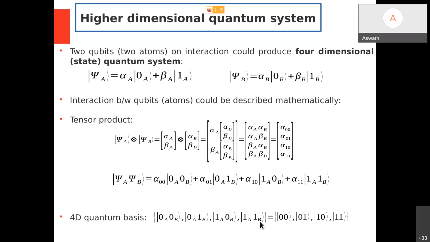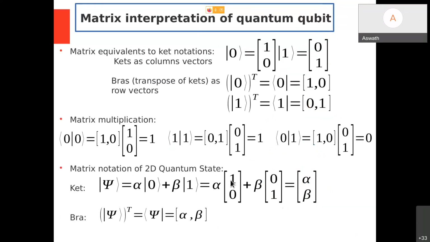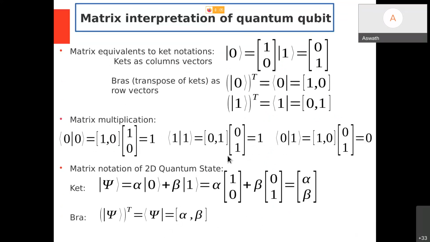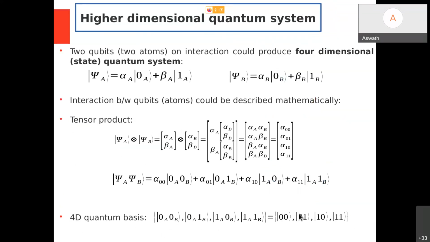There is no need to always write the subscript, so you can keep it in your mind. The first one corresponds to atom A, the second one corresponds to atom B. So in this way, this is the basis. By the way, what is the basis for a two-dimensional quantum system for me? This one. Okay, by combining two atoms, I am creating a four-dimensional quantum system where it can store four bits of information on a given setup.